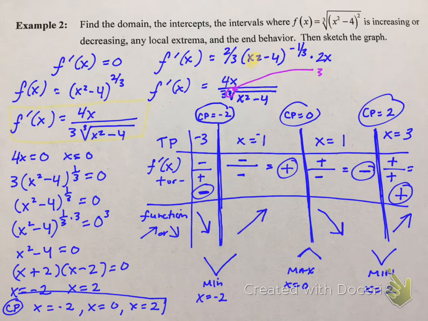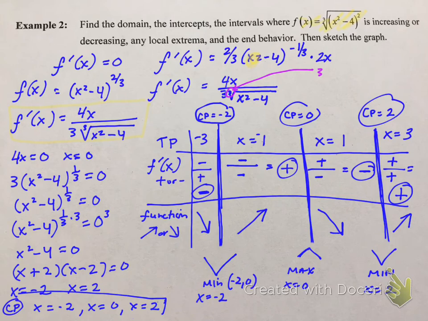Okay, so if you want to find the corresponding y values for these minimums and maximums, you're going to have to plug in the value for x. So if I plug in, let's say, negative 2 into the original function, looking up here, I get negative 2 squared, which is 4. 4 minus 4 is 0. So the result of that is going to be 0. So your minimum is actually at negative 2, 0.